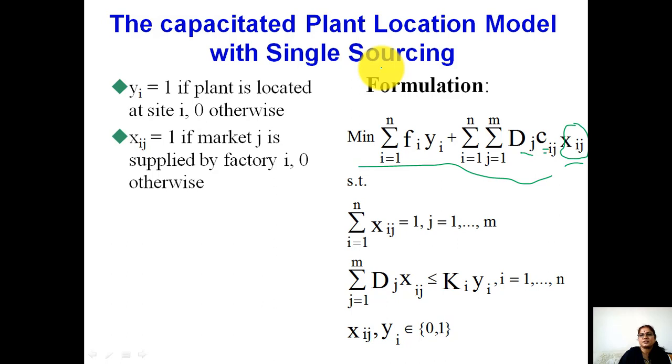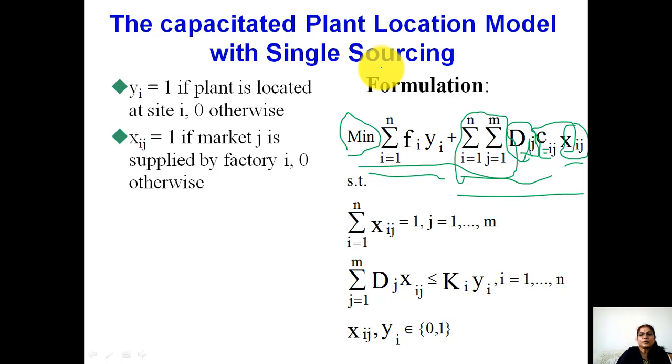So per unit cost C into quantity X shipped will give the total cost of shipping from ith factory to jth destination. Like that, if we consider summation of i equal to 1 to m, j equal to 1 to n, all factories and all destinations are considered. Now this part is extra, dj. This is variable cost and this much is fixed cost. All put together, try to minimize. That's what the objective function stresses.